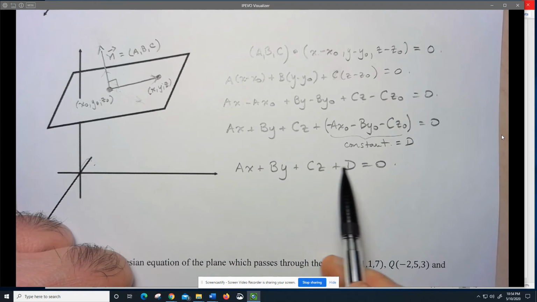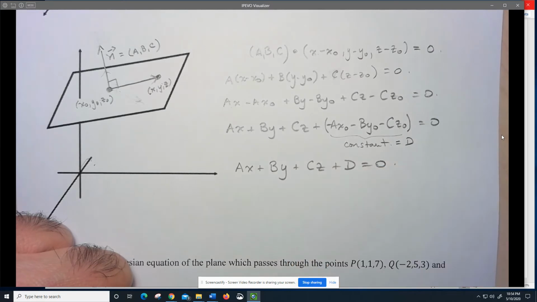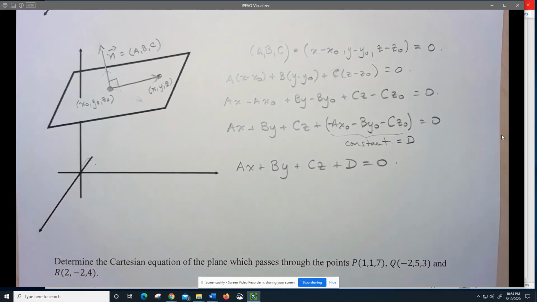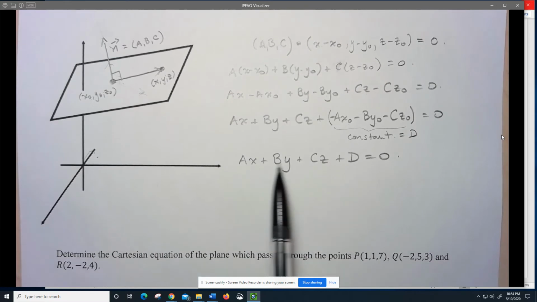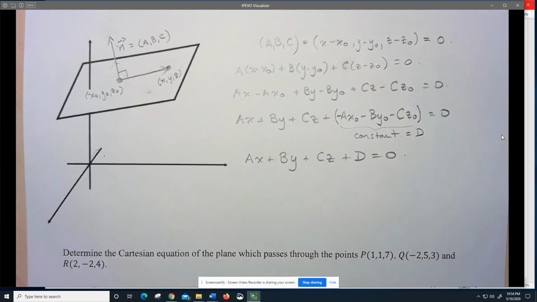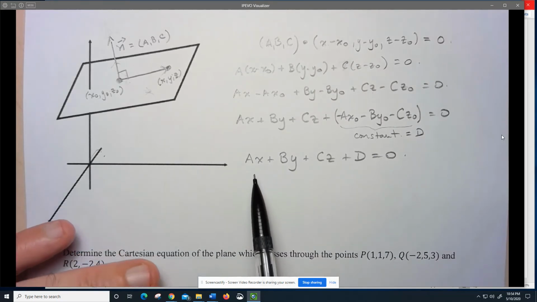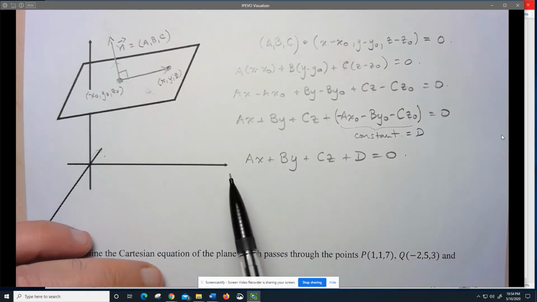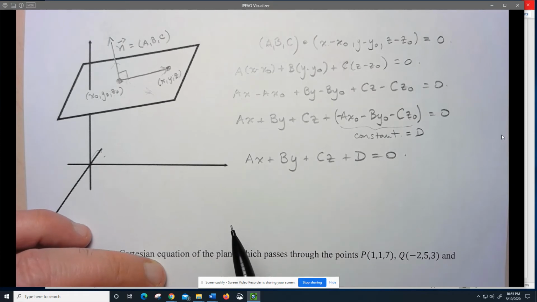Doesn't that look exactly like the standard equation of a line, except with this extra z component? Now, if you remember back last week, we actually tested this out as a possible candidate for the equation of a line in 3D. And we figured that it wasn't a line.